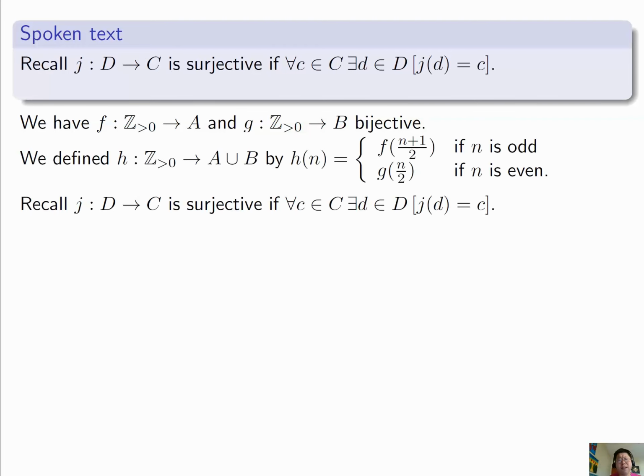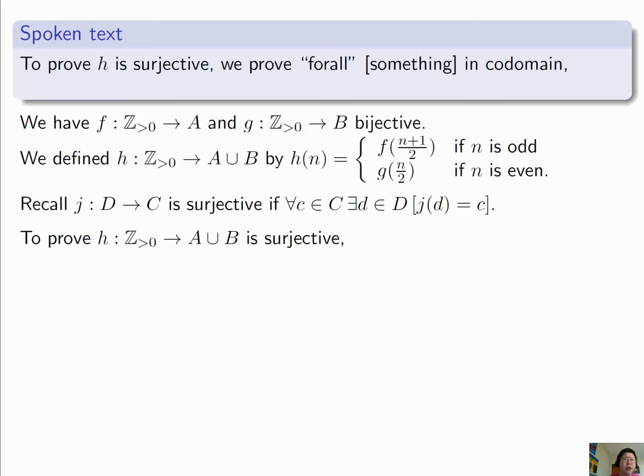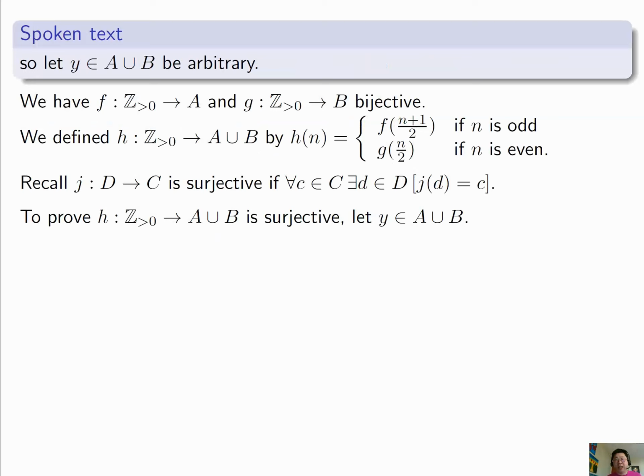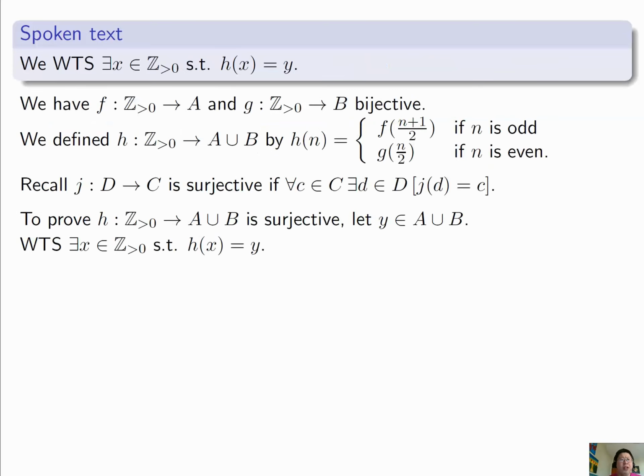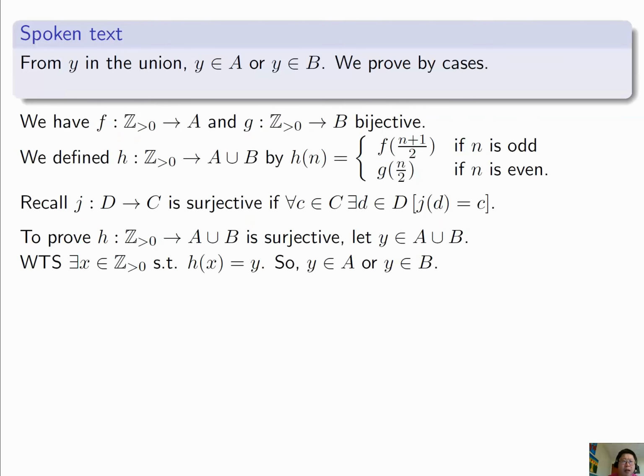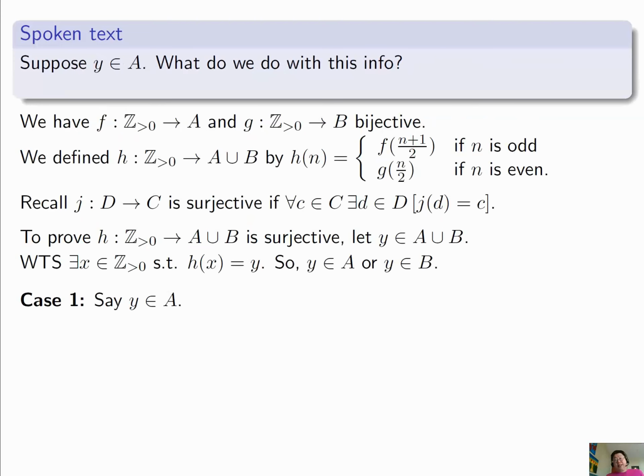Recall J from D to C is surjective if for all c in C there exists d in D such that J of d equals c. To prove H is surjective, we prove for all something in the codomain, so let y in A union B be arbitrary. We want to show there exists x in the set of positive integers such that H of x equals y. From y in the union, y is in A or y is in B. We prove by cases. Suppose y is in A.